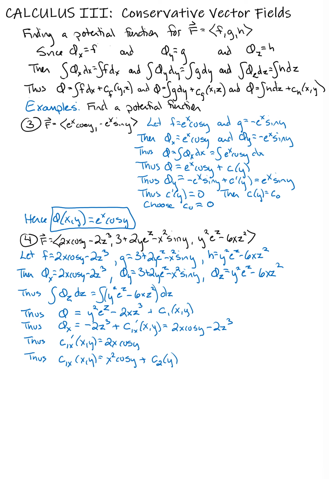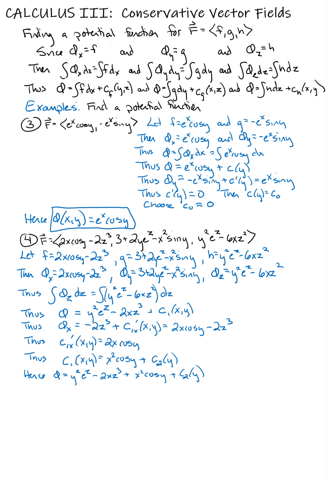All right, so now if I look at phi, it's y squared e to the z. All I'm doing, by the way, is following this right here. Y squared e to the z minus 2xz cubed plus this C1, which, by the way, is really what I have here. This is just a C1. But C1 I know is x squared cosine y plus C2, just a function of y.